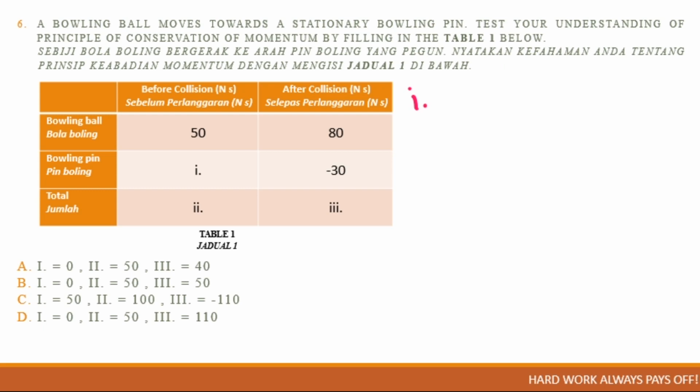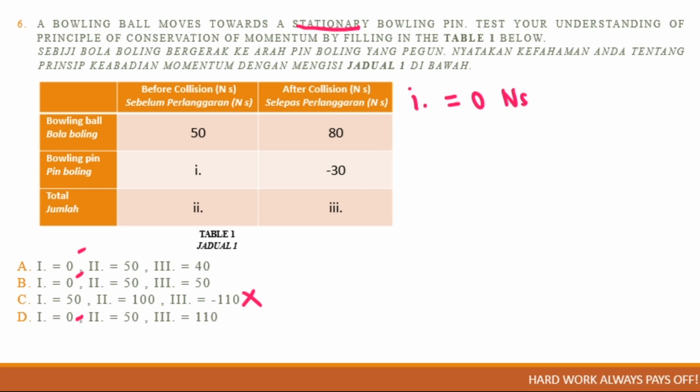Okay, we know that number 1 is for the bowling pin before collision. For this bowling pin, it is stationary. So for a stationary object, the momentum would be 0. So J for the bowling pin, or number 1, is equal to 0 Newton second. So look at the options that we have. This is okay, this is okay, this is okay, but C is not okay. So C is not the answer.